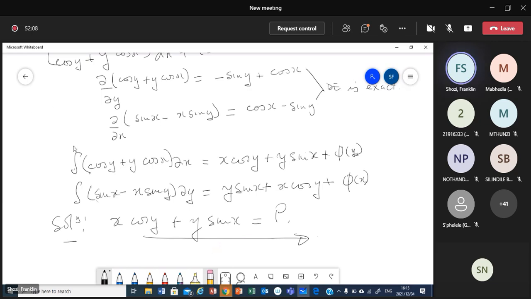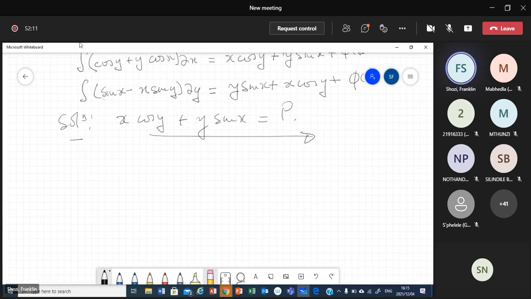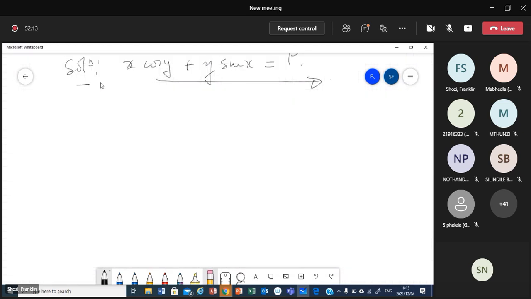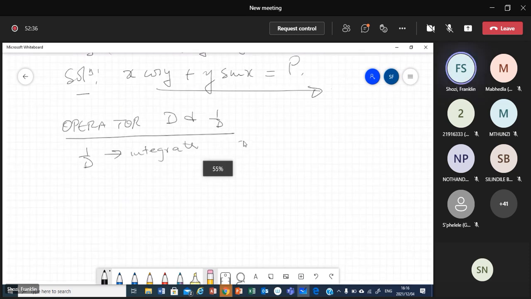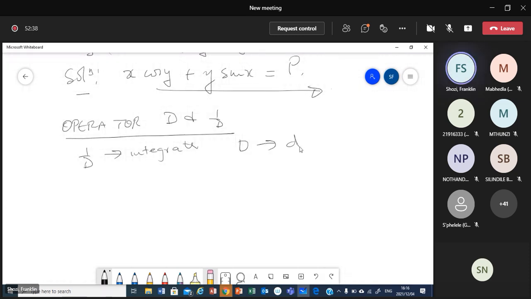Right. The last one will be simple, operator D. There's nothing much more based on the scope. Operator D, D and 1 over D. Leave out the theorems. Remember, 1 over D means integrate, and D means what? Differentiate.